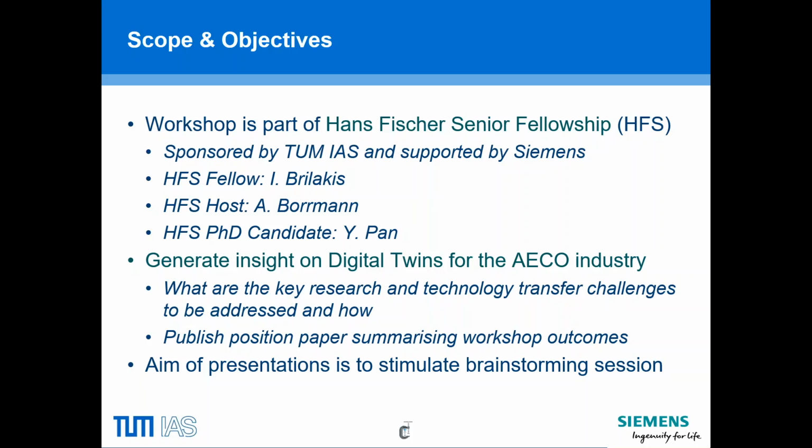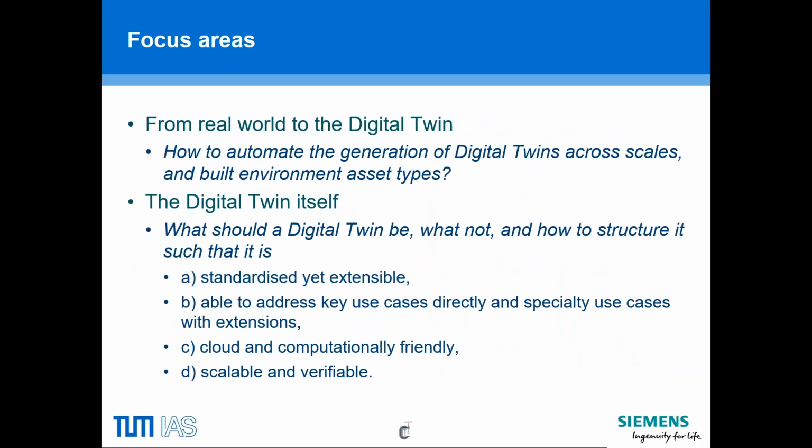So, what are the main focus areas? This is straight effectively from the website. We're looking at 4 main topics. One this morning, another one this afternoon, and same thing, 2 more tomorrow. The one this morning is what we call from the real world, from the physical twin, going on to the digital twin. And effectively we're looking at a key question, how to automate the generation of digital twins across scales and built environment asset types. Please note this question in your head. This is the question that you will be posed to discuss at the first brainstorming session later today.